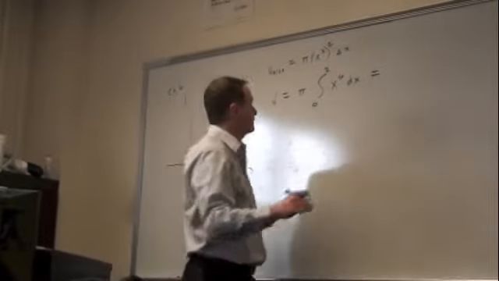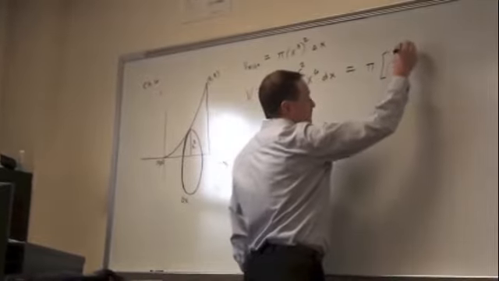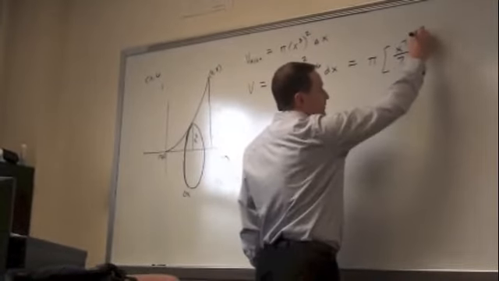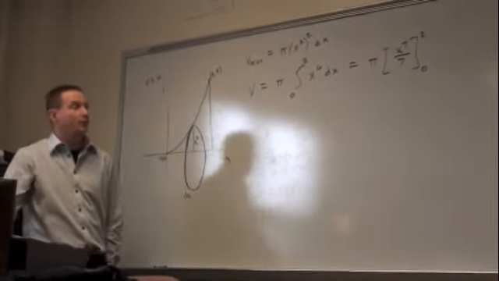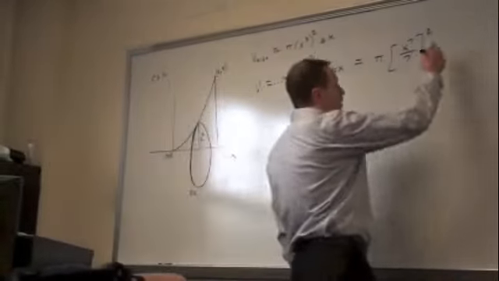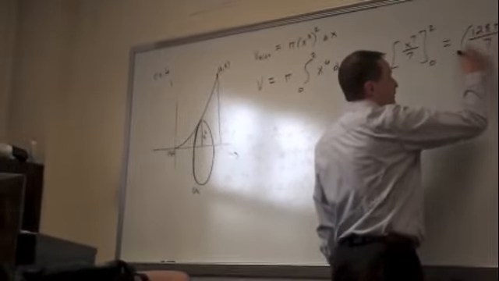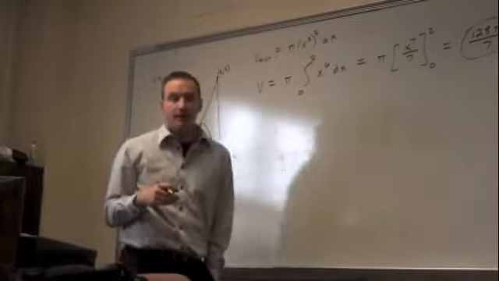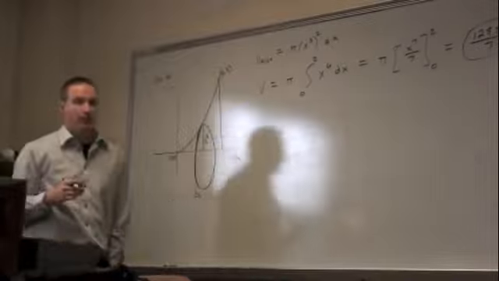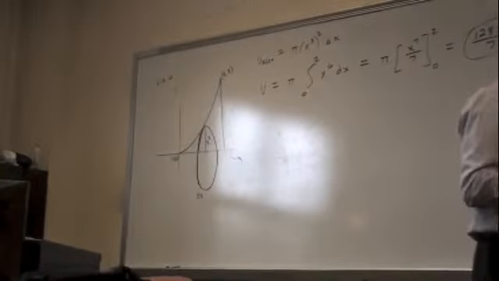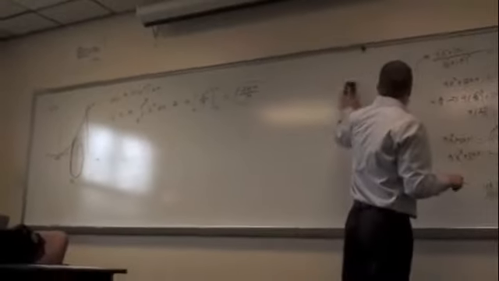x to the 7th over 7 in this case, evaluated from 0 to 2. 2 to the 7th is 128, so 128 pi over 7. Of course, when you evaluate at 0, you get 0. That's why I ignored it. Number 1 done. Number 2, I'm taking that exact same region and rotating it about the y-axis.